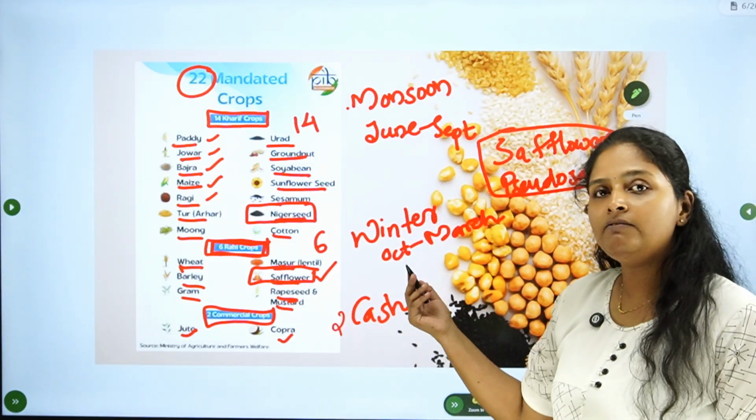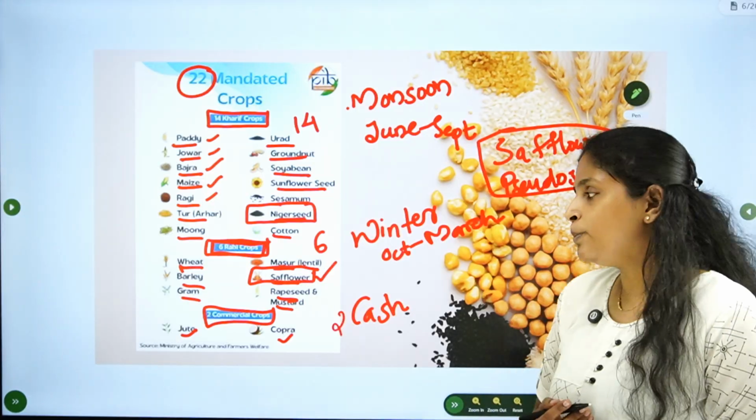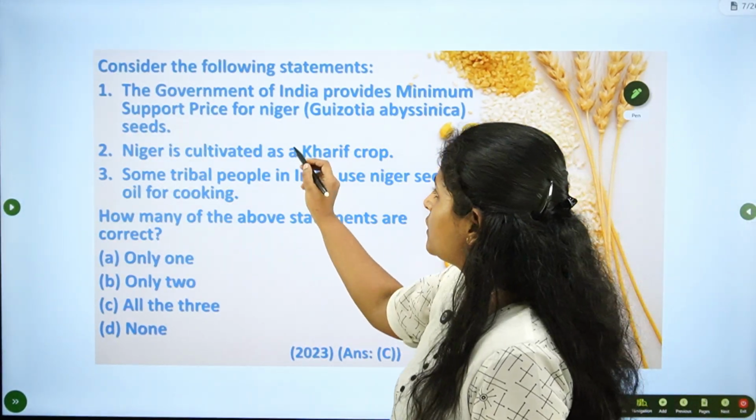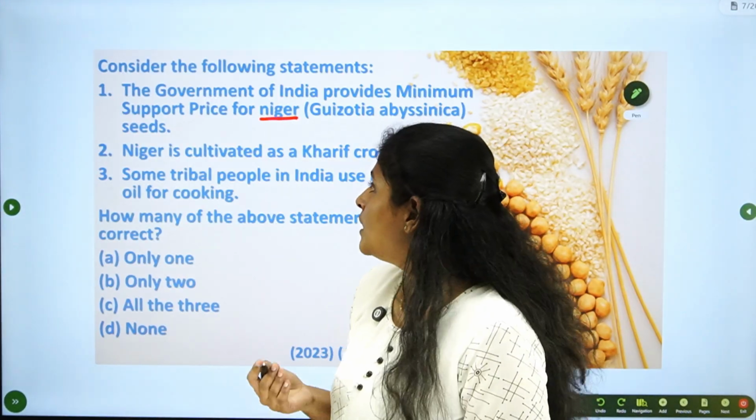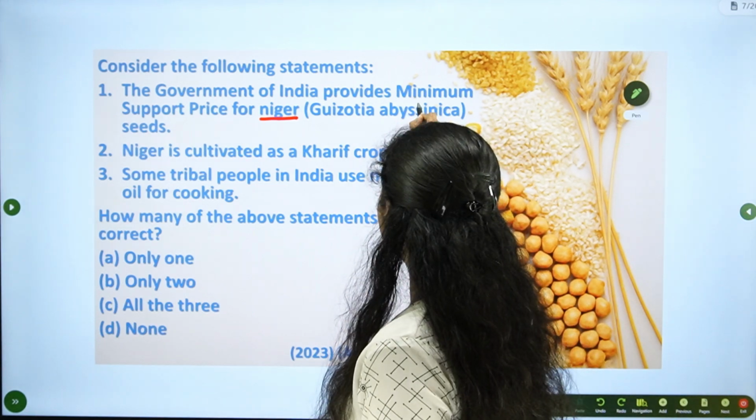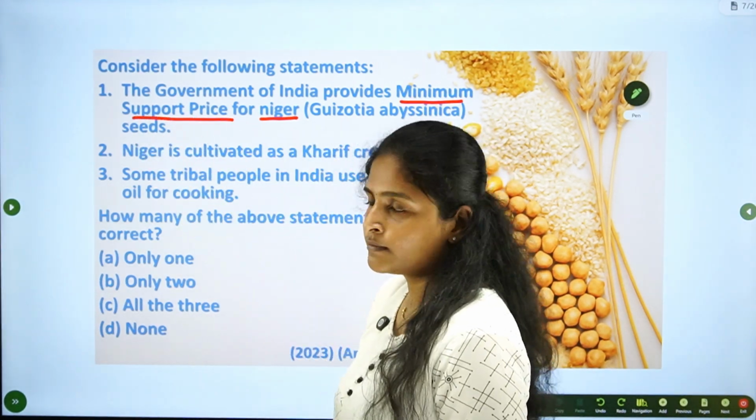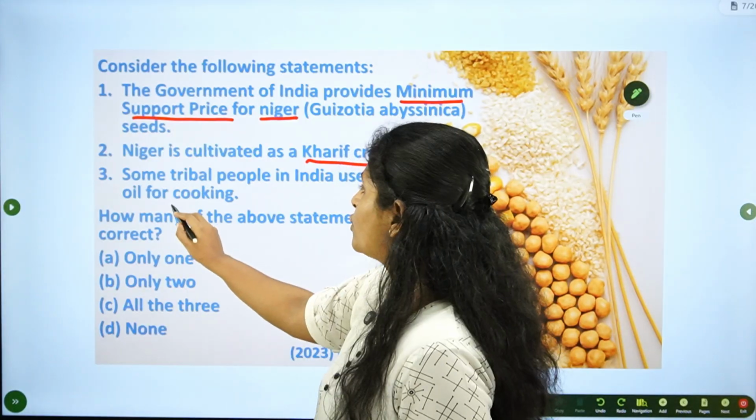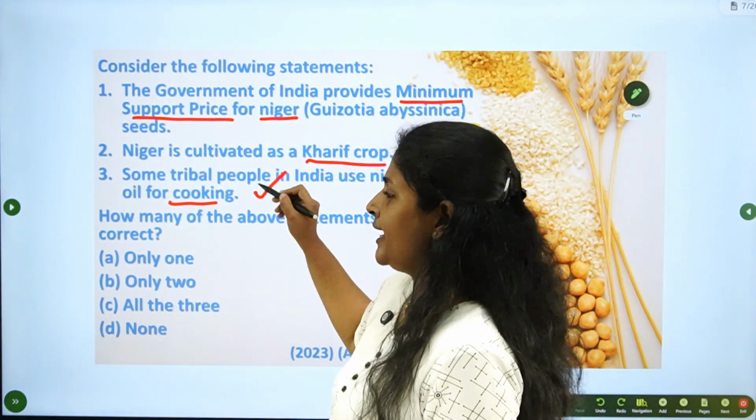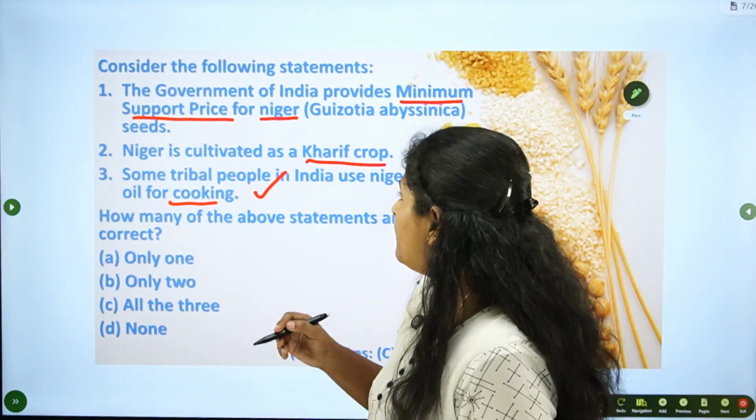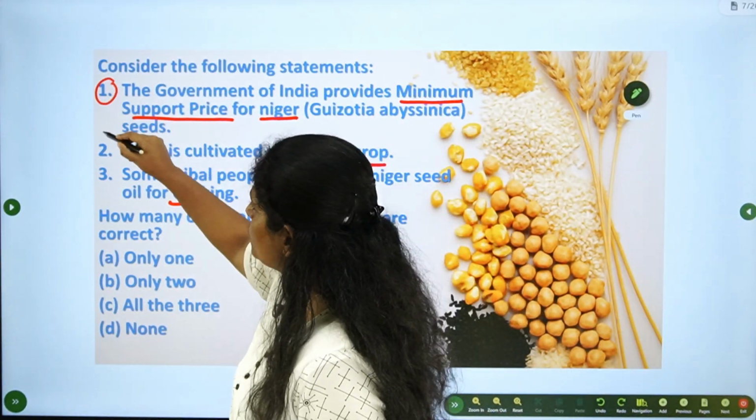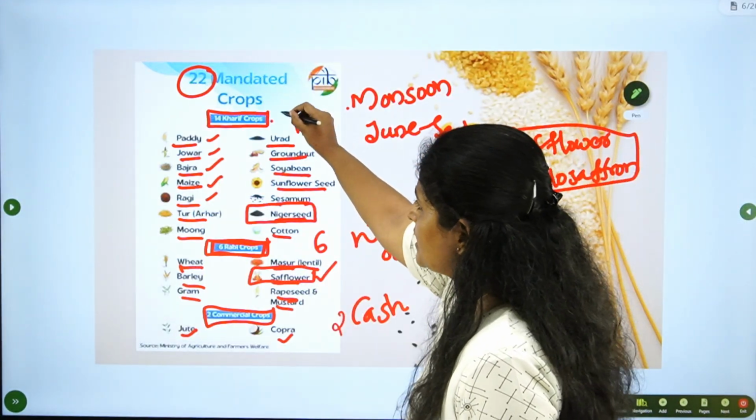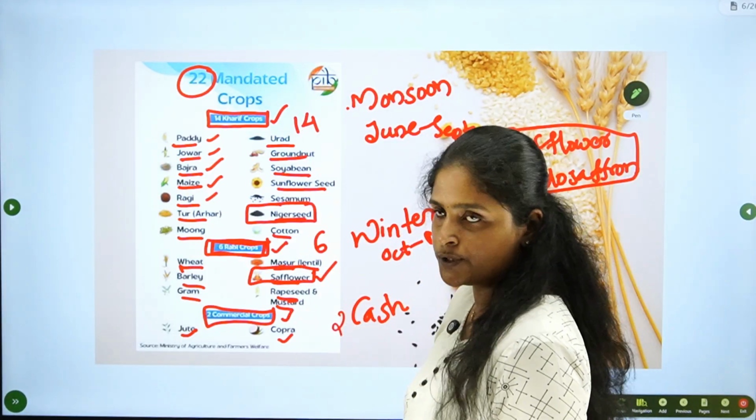Now let's look into the previous year questions that have come in UPSC Prelims. First question is from UPSC 2023 and that question was on Niger seeds. Question goes like this: There is MSP for Niger seeds. This Niger is a kharif crop and this is used by tribal people for cooking. The third statement can be taken as a general statement, so that might be true, but these two statements you need to know. That's why I have given here a classification of which are the kharif crops, which are the rabi crops and which are the commercial crops. Okay.